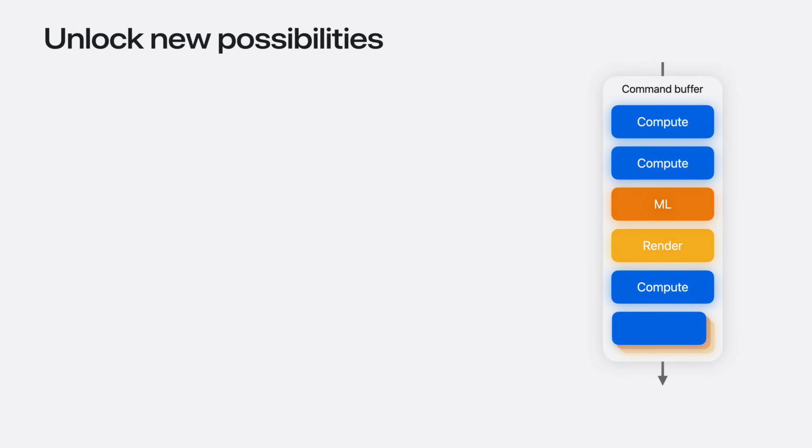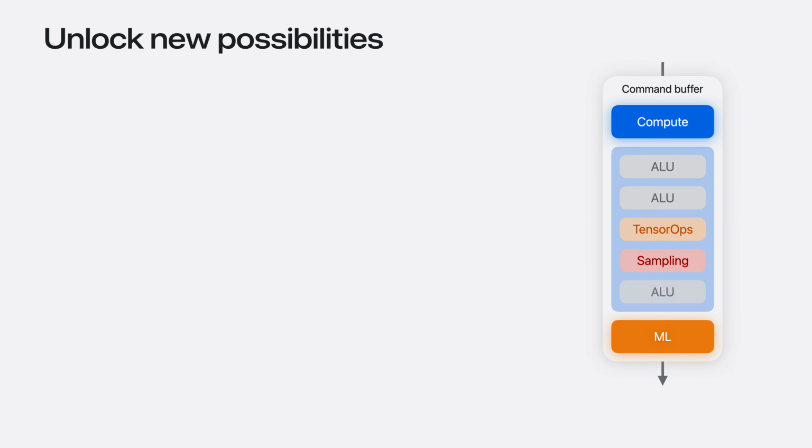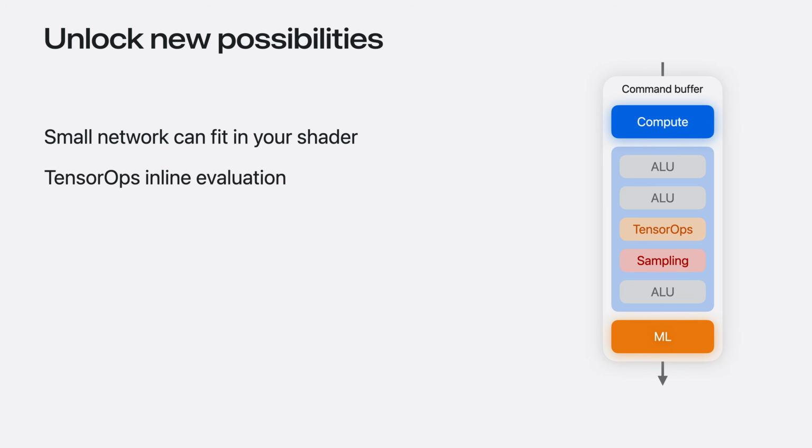So far, you have learned how to execute ML in the same command buffer as a standalone step. Here, it is executing alongside compute and render. However, a small network can fit inline in your shader, among the rest of your code, ALU, and texture sampling instructions. The key enabling technology is tensorOps, available in any stage of the rendering pipeline. All this combined unlocks new possibilities and workflows that involve online training.